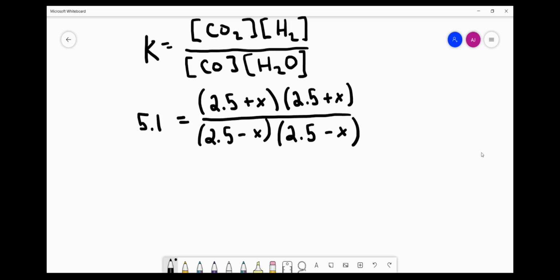Here I have my equilibrium law for this reaction. The product of the right-hand side raised to the coefficients in the balanced chemical equation divided by the product of the chemicals on the left-hand side raised to the coefficients there. There are no exponents in this equation because all the coefficients are 1. On the left-hand side, I've substituted the given value for k into the equation. On the right-hand side, I've substituted the values that we calculated in the ICE table for the equilibrium concentrations.